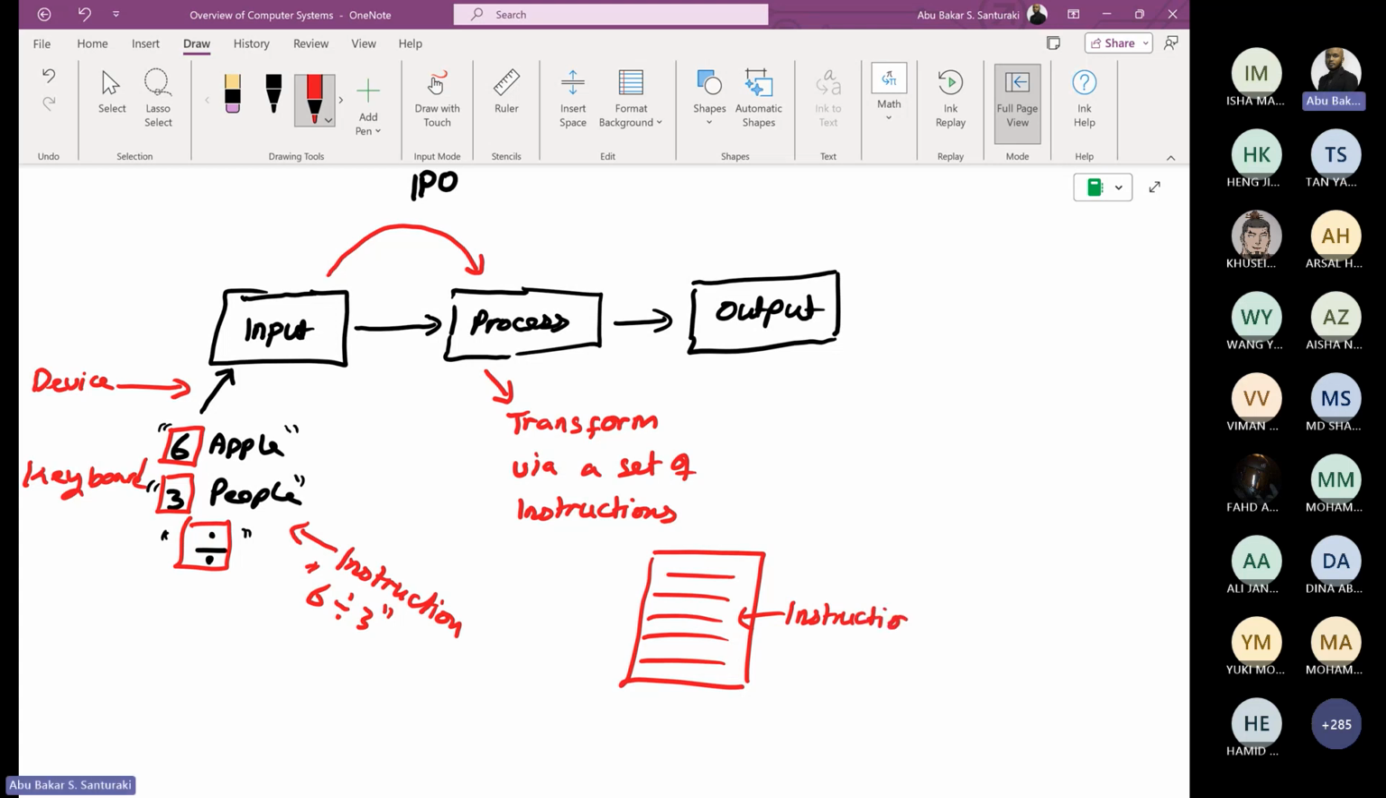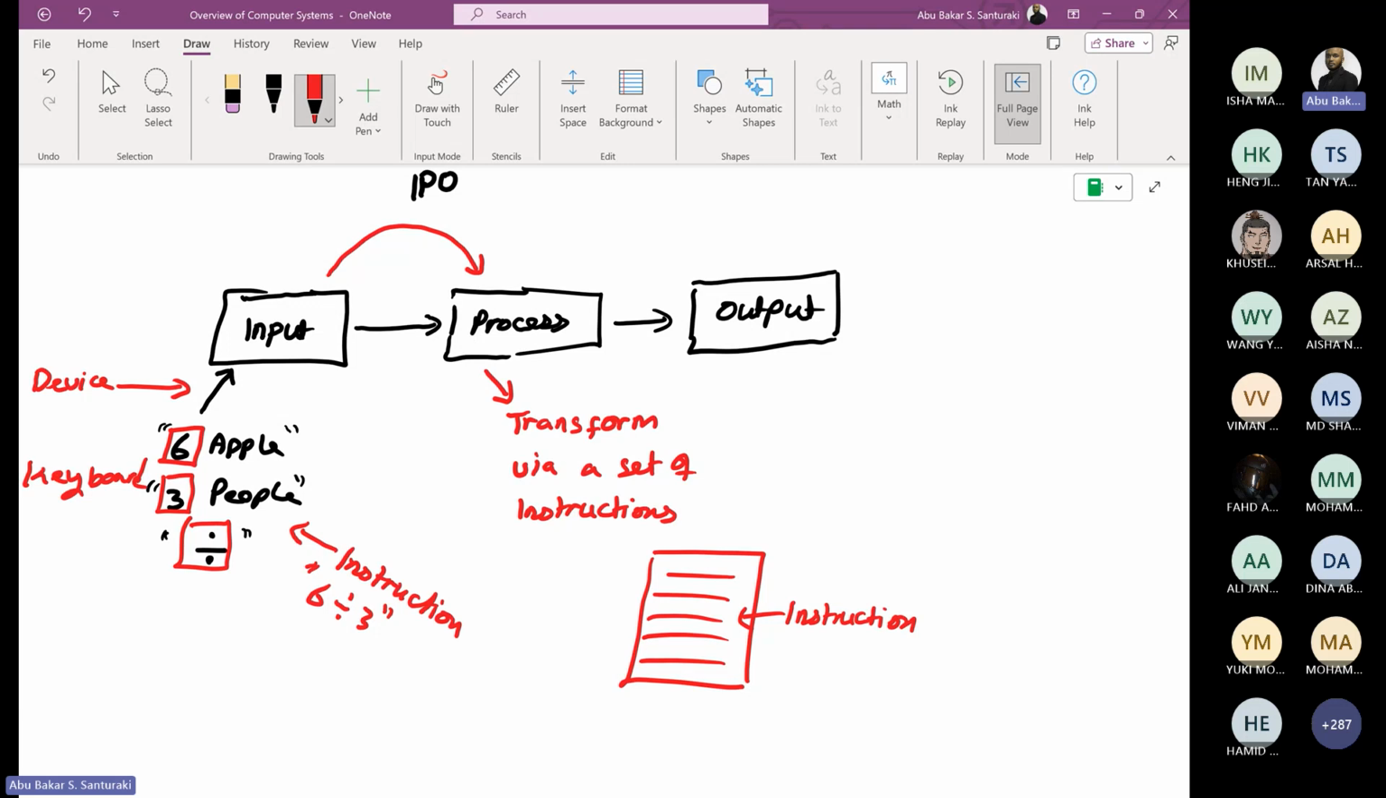It will tell the computer exactly how to go about transforming that input into some sort of meaningful output. In other words, as a human being, if I ask you, what is 6 divided by 3? 6 divided by 3 is obviously 2. So you can interpret that result as each of the 3 people gets 2 apples. 6 divided by 3 equals 2 means 2 apples for each person.